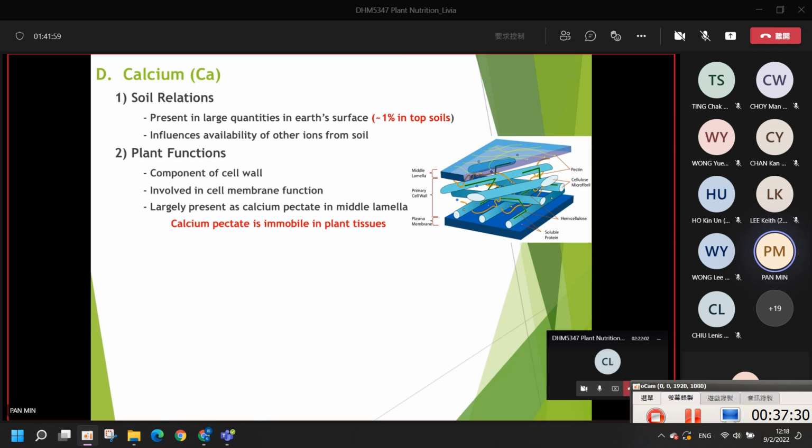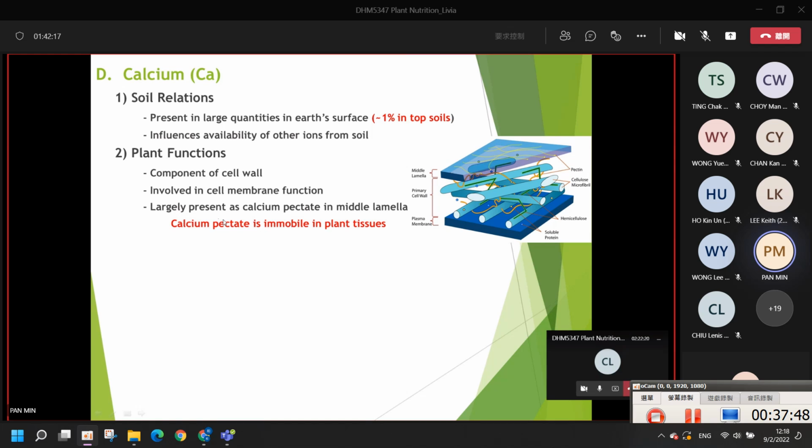The plant function is, as we know, an important component for the cell wall, and especially for the middle lamella.